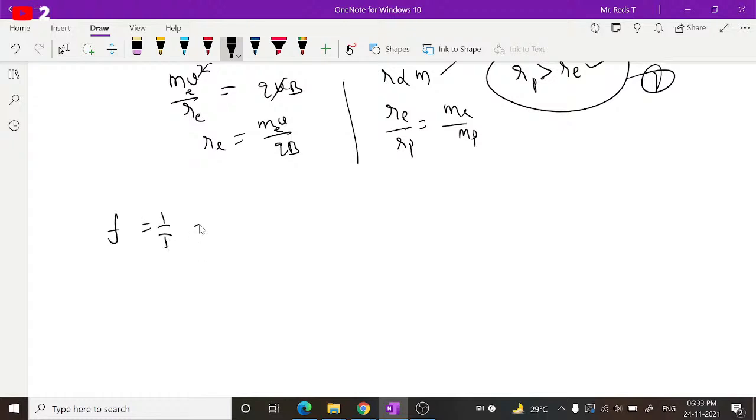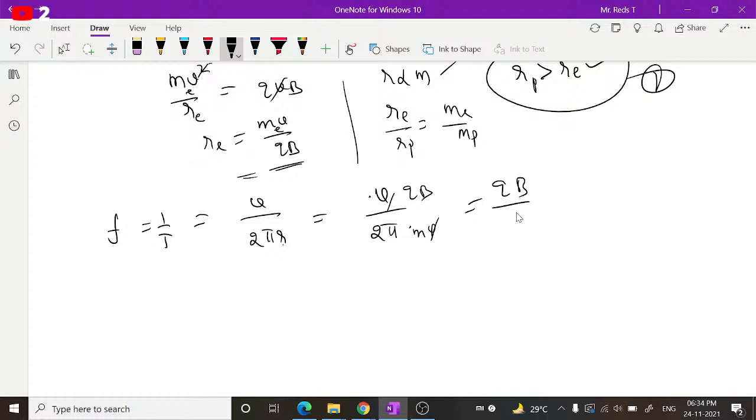So it can be expressed as time period, which is nothing but circumference, that is distance, by velocity, that is 2 pi r by v. You substitute r here, from this r, r is mv by qB, so you can express it as v by 2 pi, r is mv by qB, so qB goes here, v cancels, and it is equal to qB by 2 pi m.